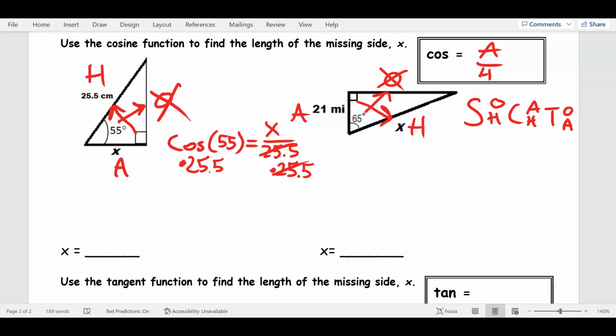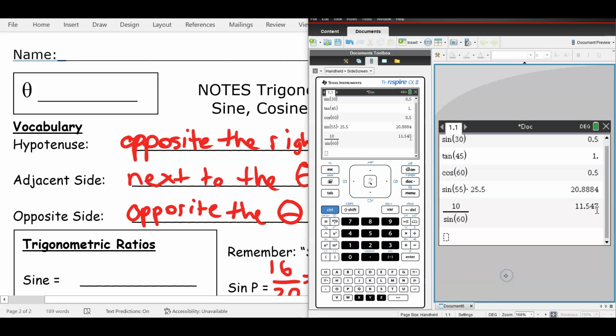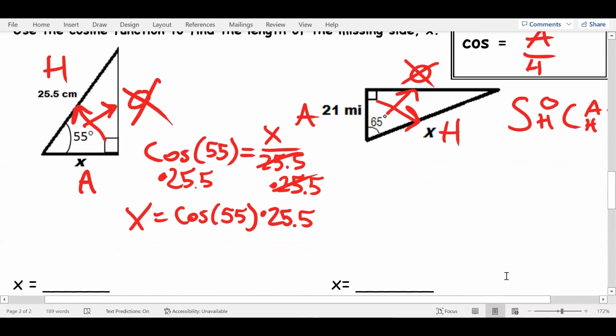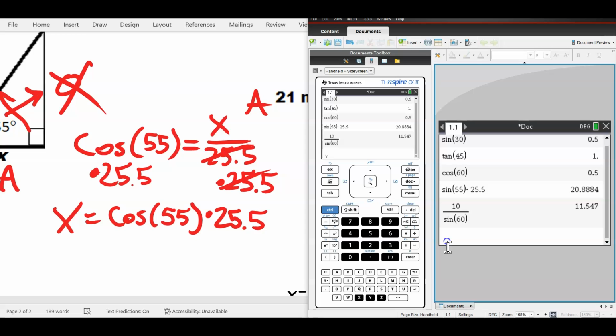And now I can rewrite this as X equals cosine 55 times 25.5. Can you type that in your calculator? So let's take that over here and type it in. Cosine 55, go to the right, times 25.5. Once you type that in, hit enter, and you'll get your answer. You just got to round it to two decimal places.